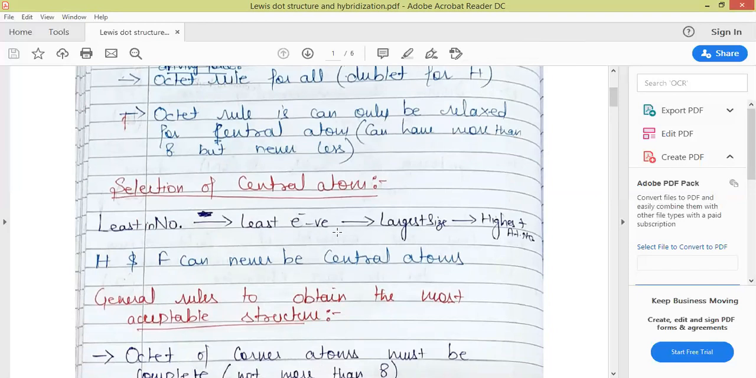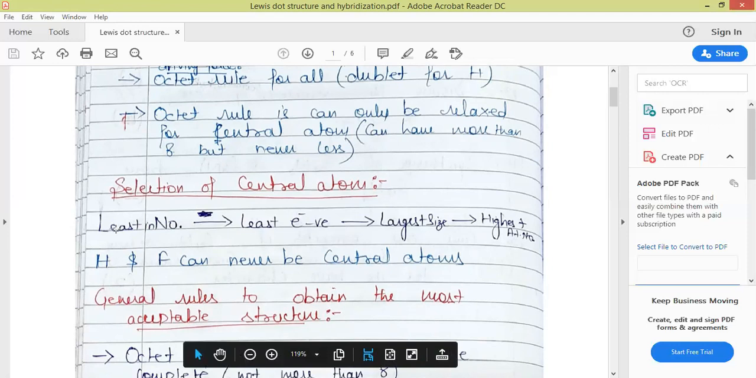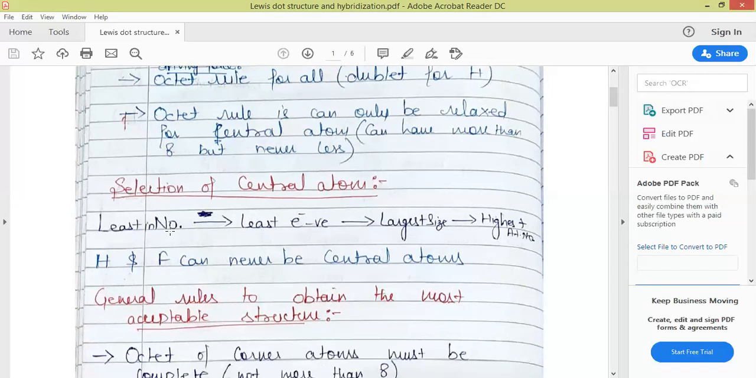So let's get started with the rules. First, if we are given some molecule, say CO2, we need to select which atom will serve as the central atom. These are the rules on the basis of which we'll select the central atom. Firstly, we see the atom which is present in the least number. First preference is given to the atom present in the lowest count. The least number of atoms present in CO2 is carbon, so we'll select carbon as the central atom.